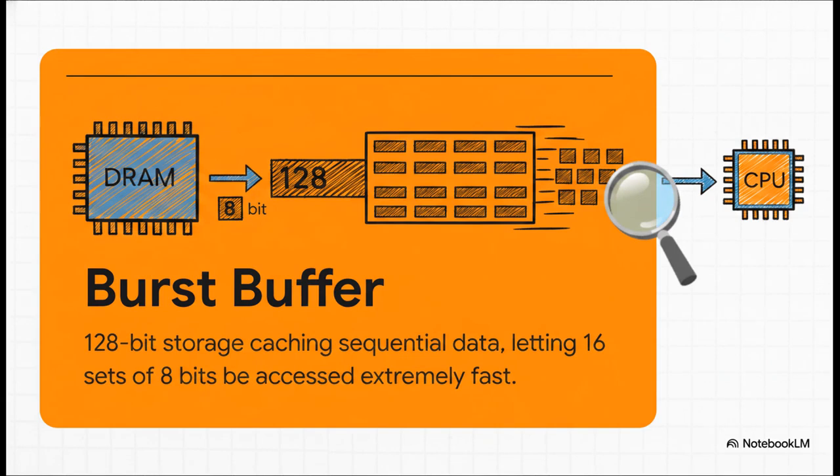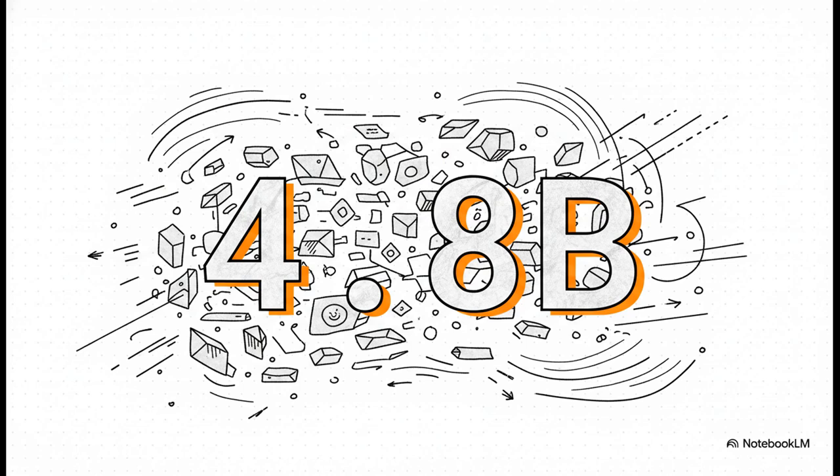Furthermore, we use a burst buffer. Instead of fetching 8 bits one by one, the chip grabs a massive 128-bit chunk of sequential data all at once, caching it temporarily. This allows the memory to fire off data to the CPU in one rapid burst. In simple words, it fetches in bulk to save time. Thanks to all these architectural optimizations, these microscopic banks can handle an absolutely staggering 4,800 million read and write requests every single second. It is a true symphony of digital engineering.